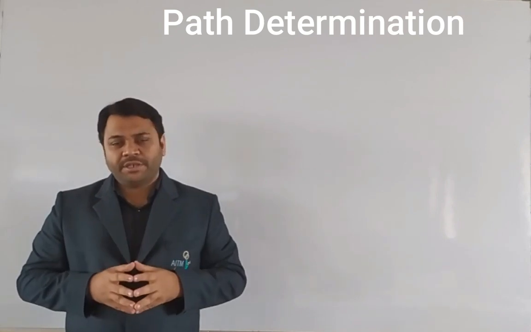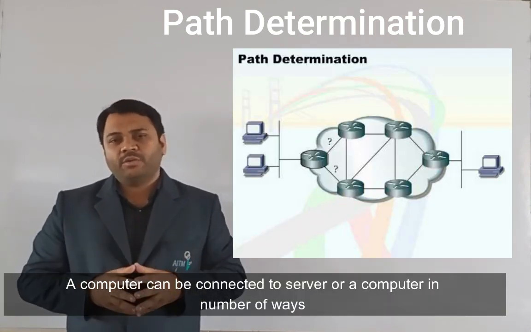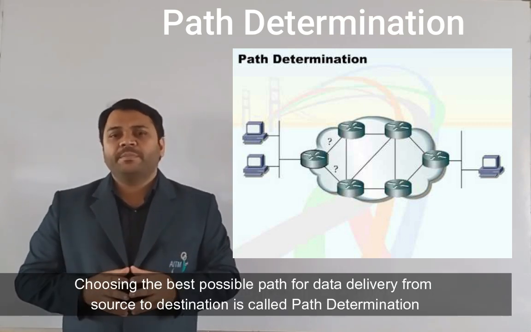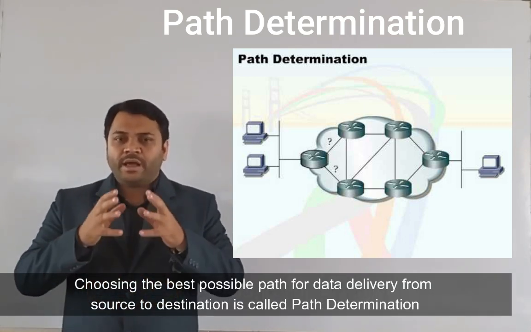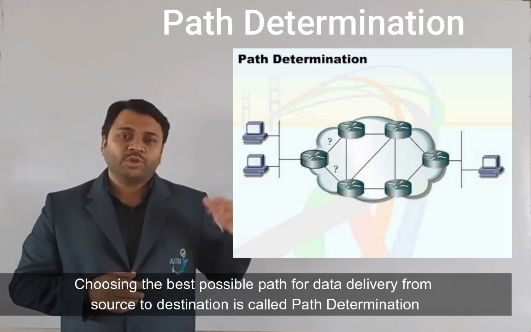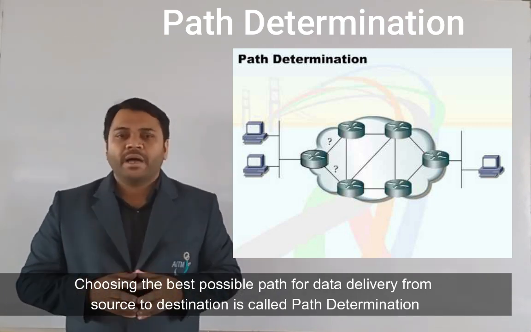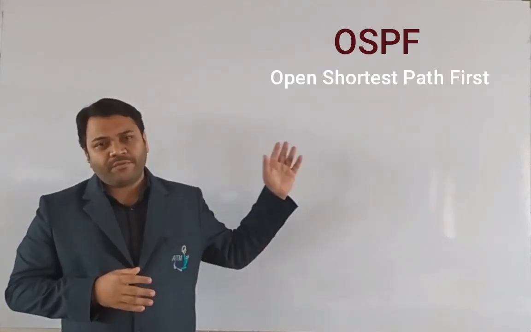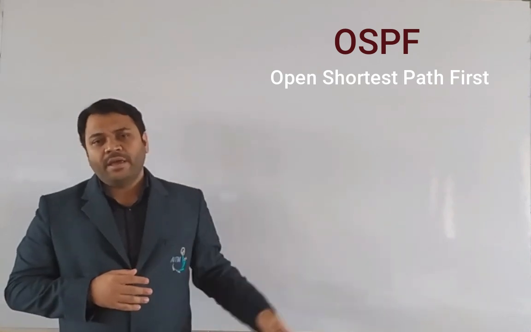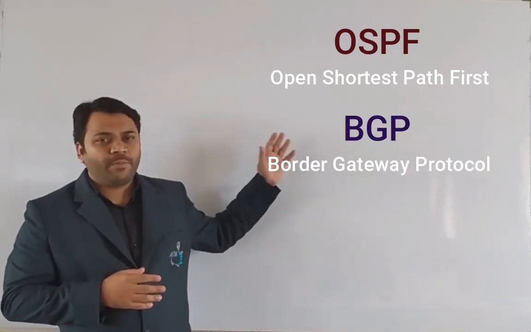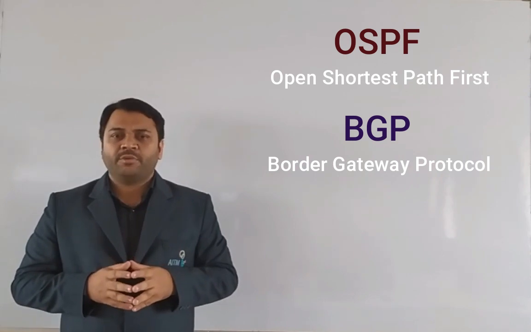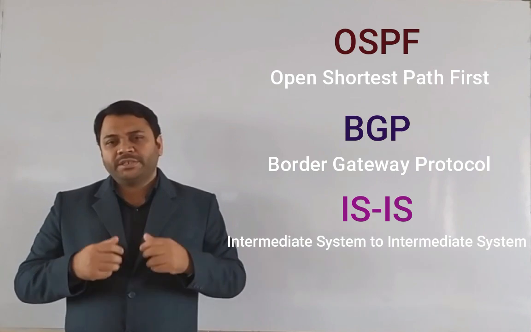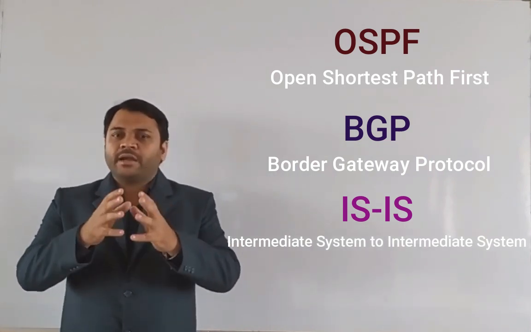Now, path determination. A computer can be connected to a server or computer in a number of ways. Choosing the best possible path for data delivery from source to destination is called path determination. Protocols such as OSPF (Open Shortest Path First), BGP (Border Gateway Protocol), and Intermediate System to Intermediate System are used to determine the best possible path for data delivery.